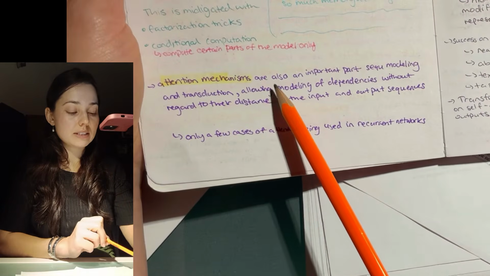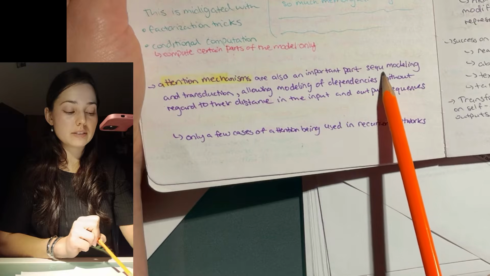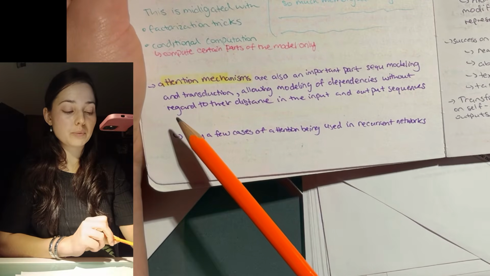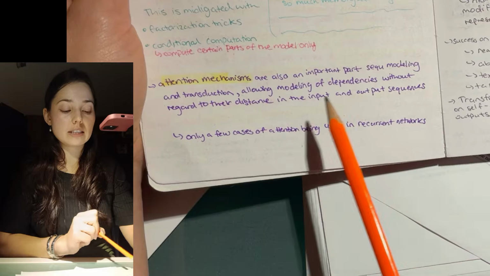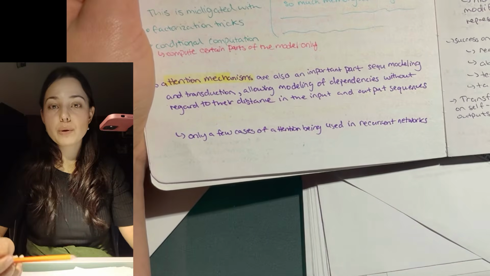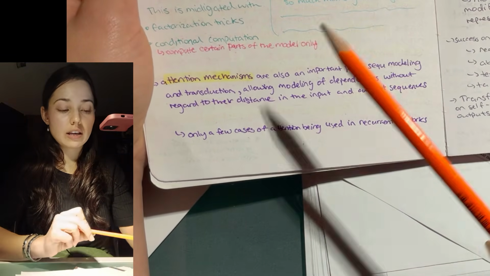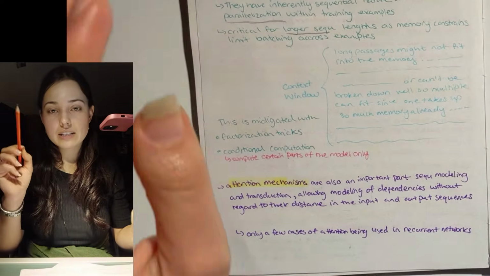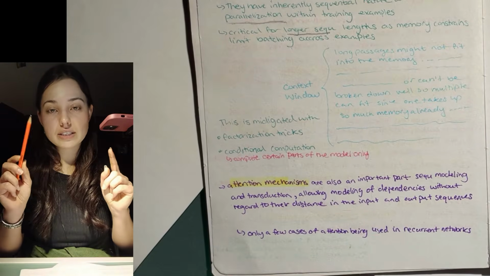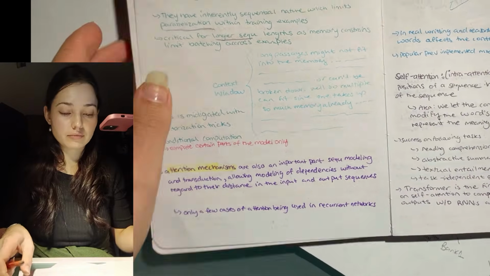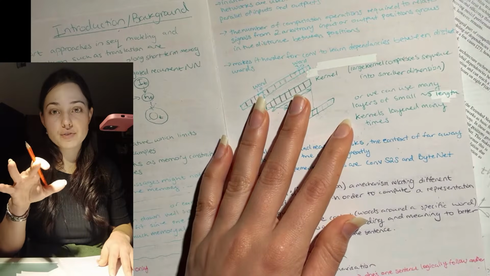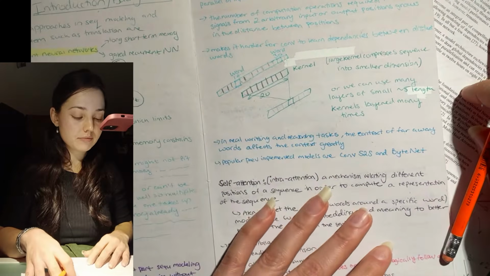Attention mechanisms are also a part of sequence modeling and transduction, allowing models of dependencies without regard to their distance in the input and output sequences. So when we have attention implemented, it's actually able to connect words that are very distant within a sequence. So that's kind of a pro of attention. And we'll get into the matrices of how they do that.